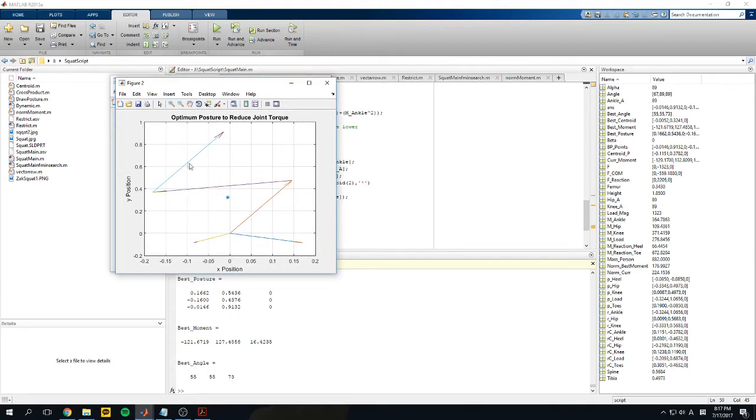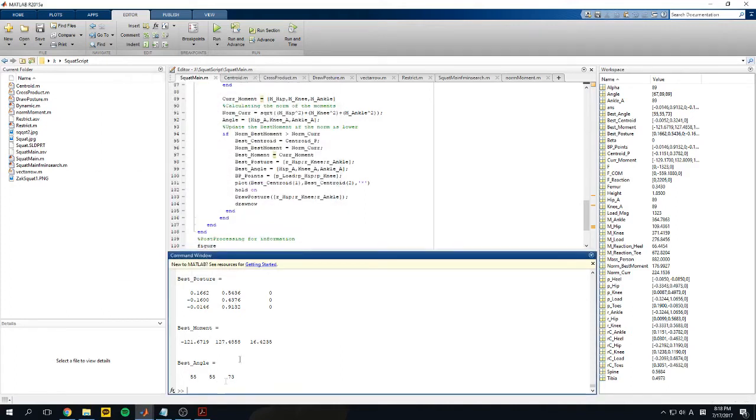So 55 degrees is this one, 55 degrees, and 73 degrees is the angle of this orange line from the horizontal. The best moments are 121 on the hip, 127 on the knee, and 16 on the ankle. Now, just to check the norm, if we type in norm underscore best moment, we can see that the norm is 176.9927, and that's the best that the posture can distribute the loading.